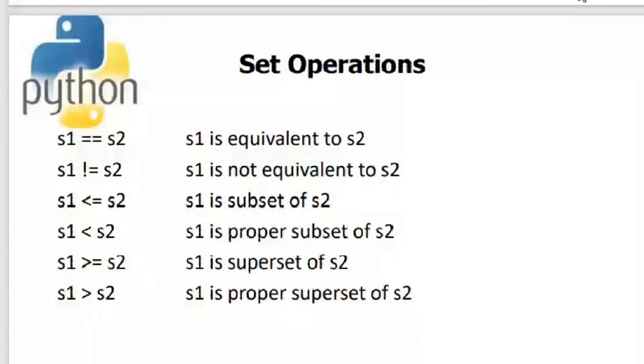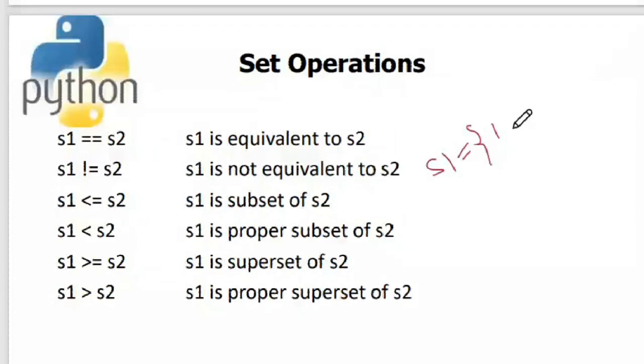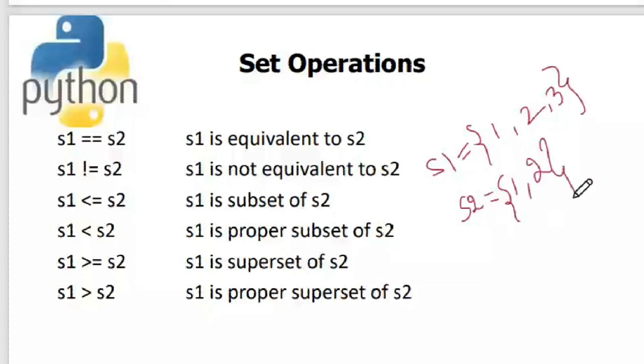For example, S1 is having elements 1, 2, 3. Say S1 is having these three elements. Now I'm having another set, S2. Say S2 is having only two elements, 1 and 2. Now what do you say? S2 is a proper subset of S1. So you say that it is a proper subset of S1.